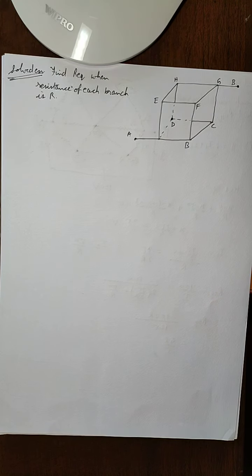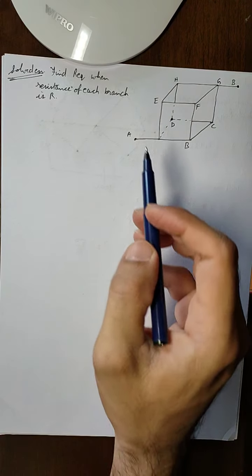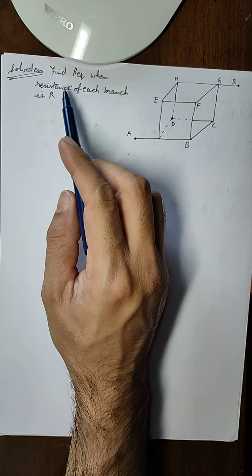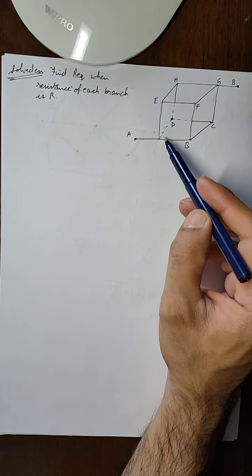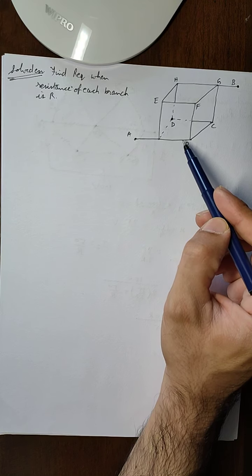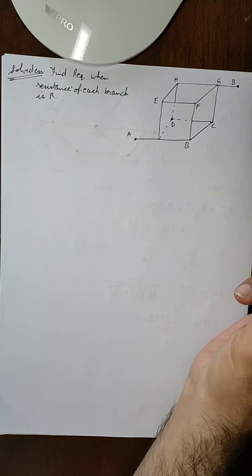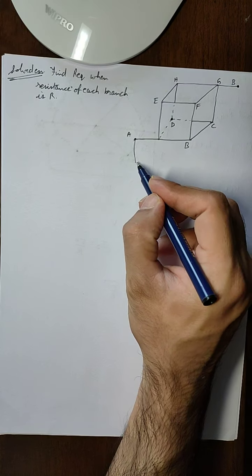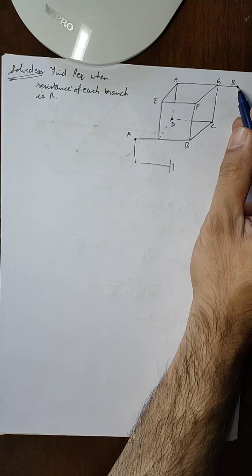Let us do another example to understand the finding equivalent resistance of symmetrical circuit method more. So let us say this circuit is given to us and we have to find the equivalent resistance when the resistance of each branch is R. So each of the 12 branches of this cube has a resistance R and we have to find the equivalent resistance.